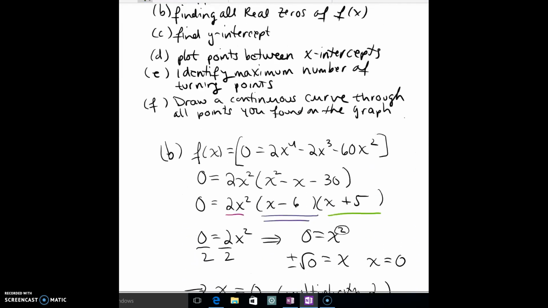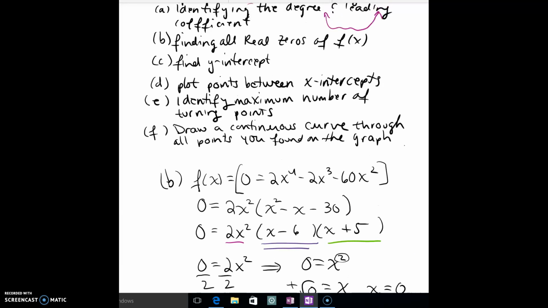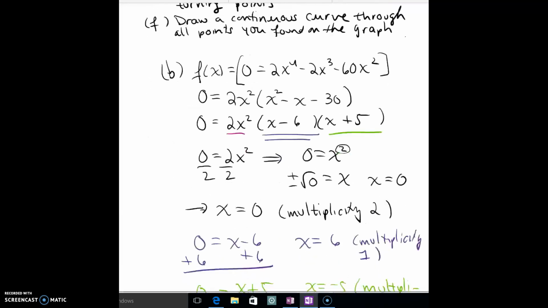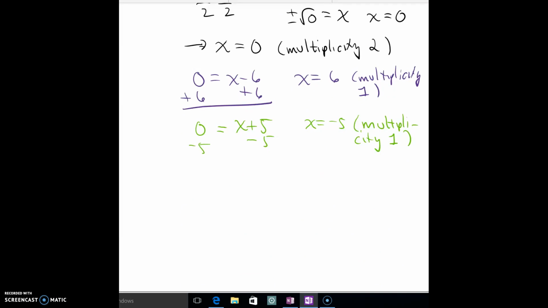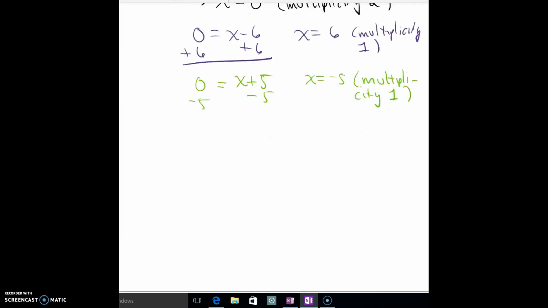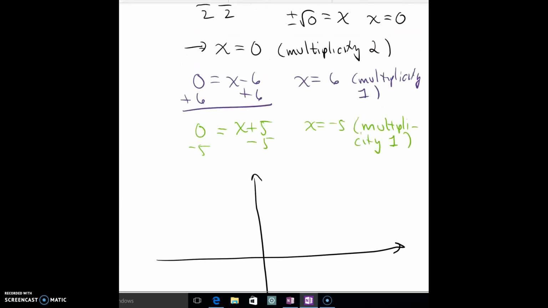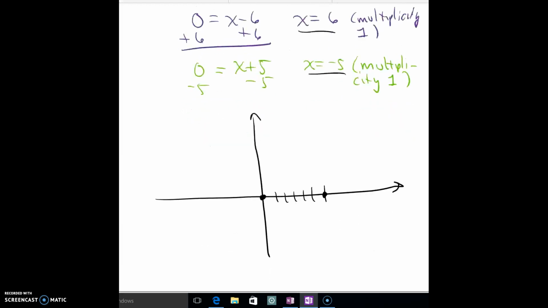Okay, so we took care of part B. Find all of the real zeros of f of x. Now remember that the real zeros are the same thing as saying the x-intercepts. So I'm going to start sketching this. We'll sketch this over here on part B. And what this tells us so far is that we have 3 x-intercepts. We have an x-intercept at 0. We have an x-intercept at 6. Here, we have an x-intercept at negative 5.